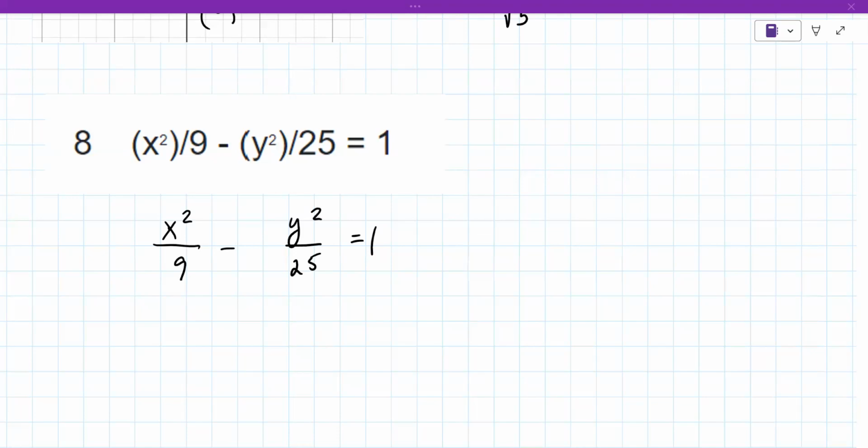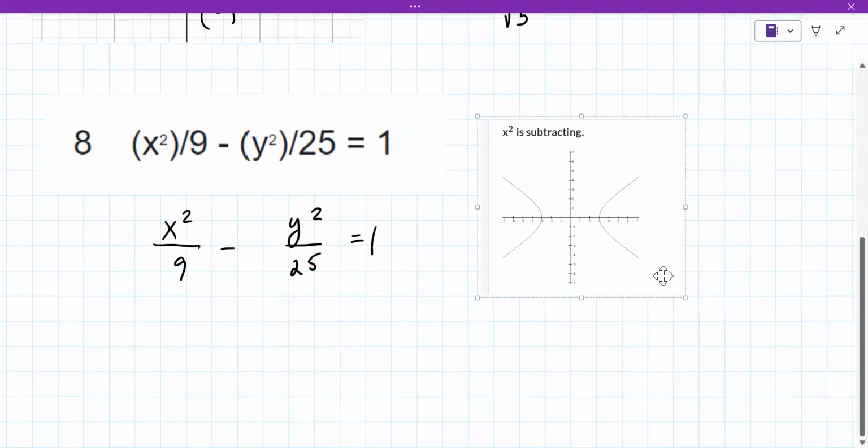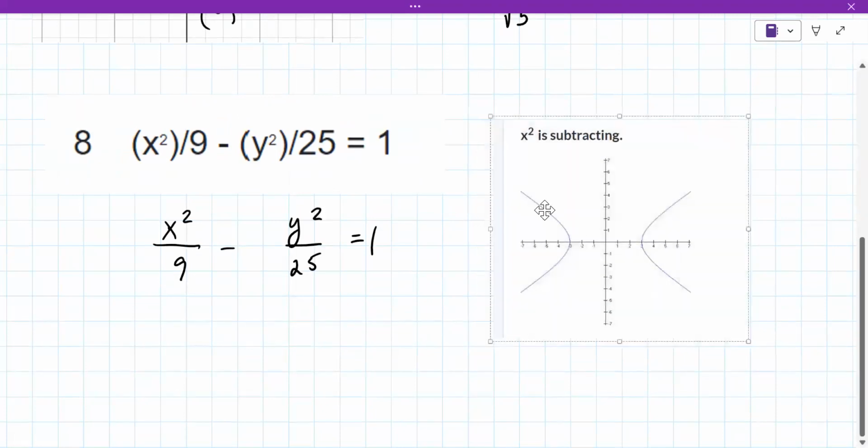When it's in this form right here, the instructor called it x squared is subtracting. It opens left and opens right, and that's what you have in this problem. You have x squared over 9 subtracting. That is the justification the instructor uses to answer that. So I think you can just say x squared is subtracting and just say that it opens left and opens right.